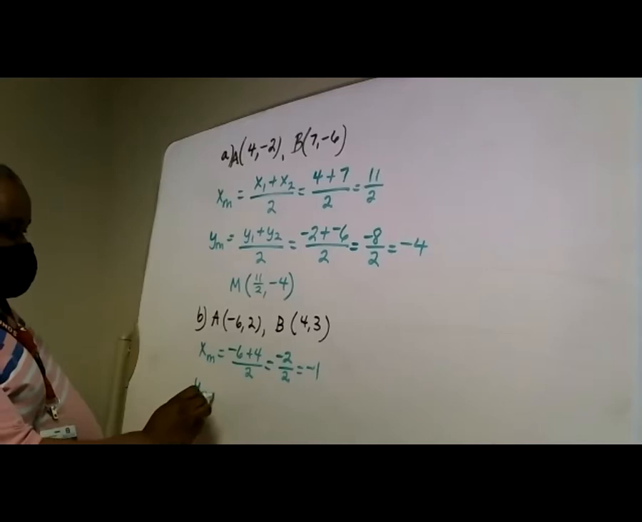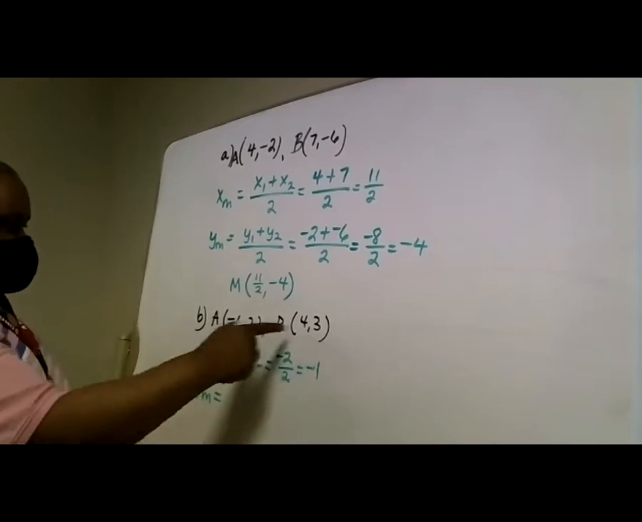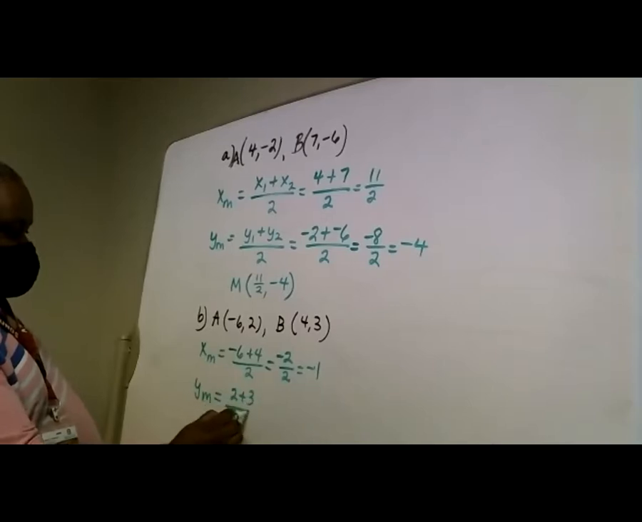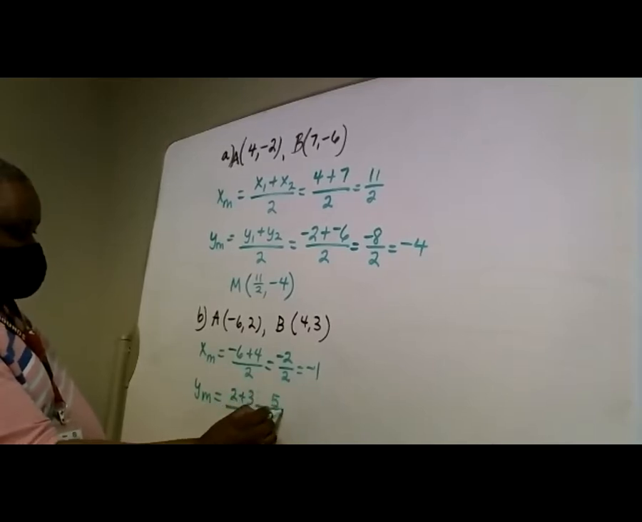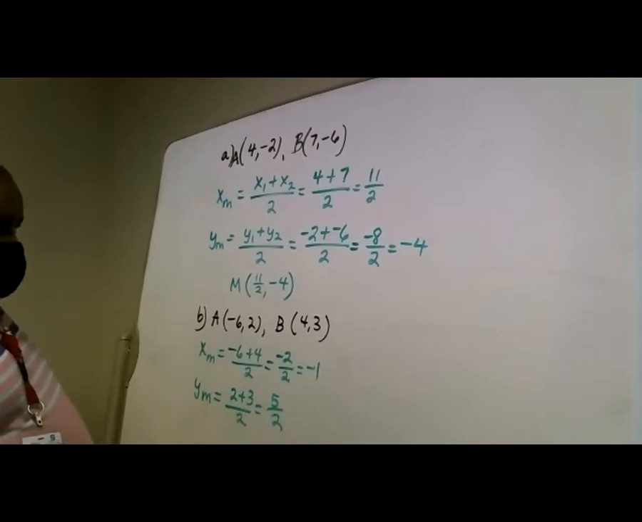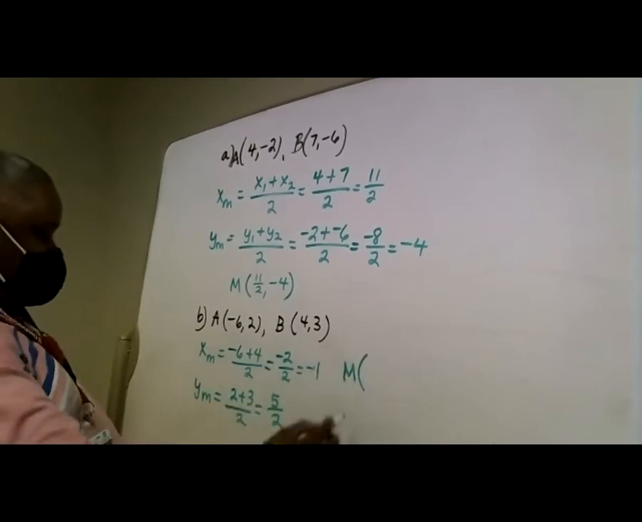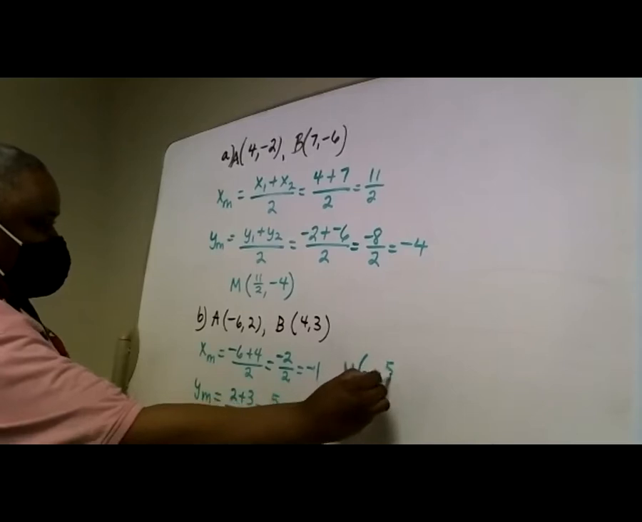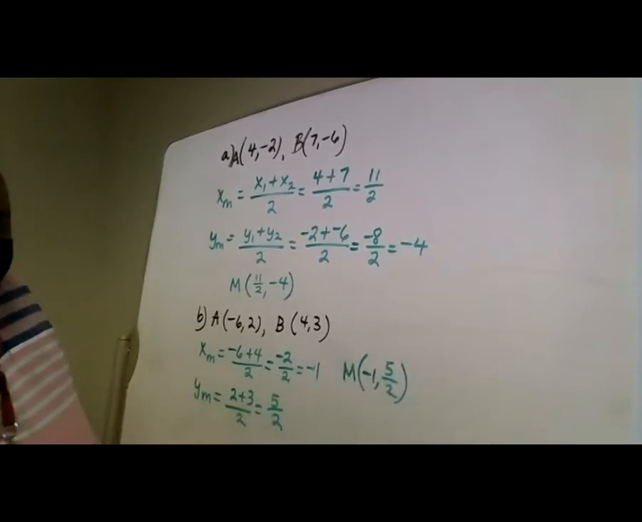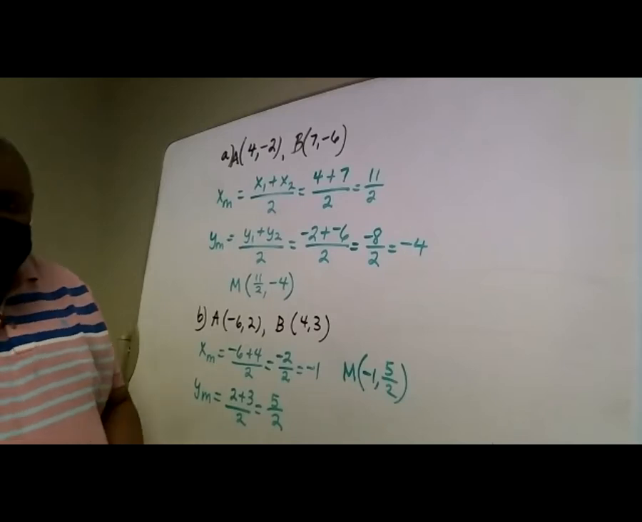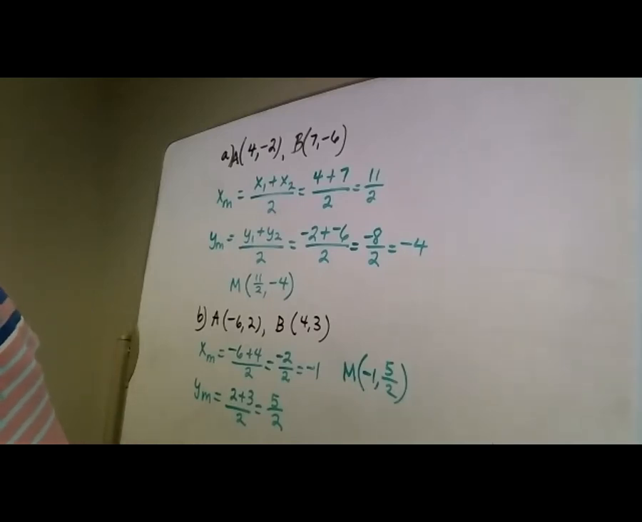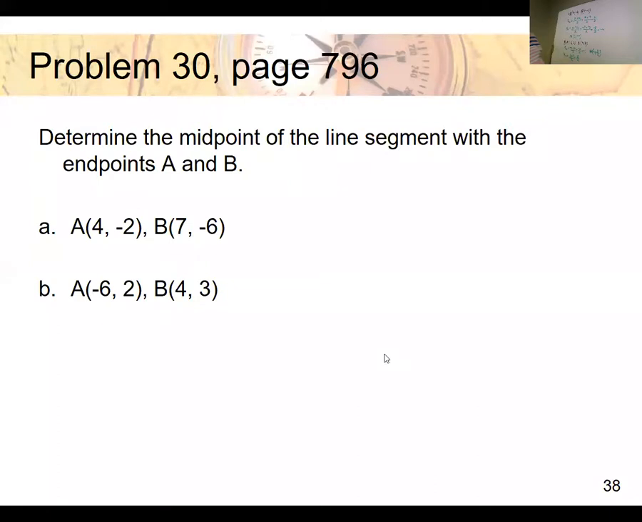And then for the y-coordinate of the midpoint, 2 plus 3, the sum of the two y-coordinates divided by 2. So 2 plus 3 is 5, and I'll leave that as 5/2. So that means our midpoint will be the ordered pair -1, 5/2. Okay, questions on that particular problem? Just finding the midpoint of those 2 points.